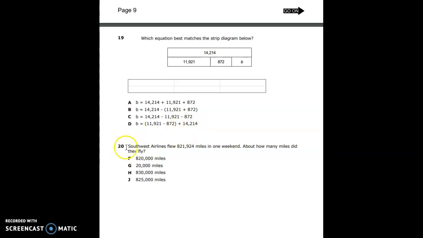And number 20. Southwest Airlines flew 821,924 miles in one weekend. About how many miles did they fly? F, 820,000 miles. G, 20,000 miles. H, 830,000 miles. Or J, 825,000 miles.